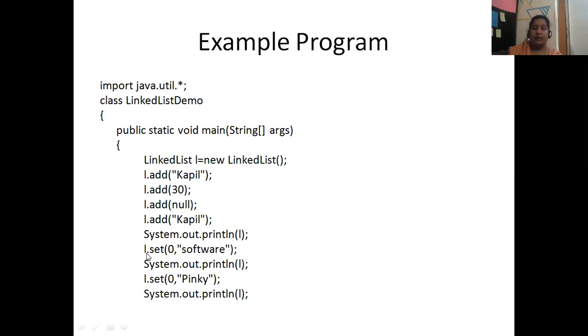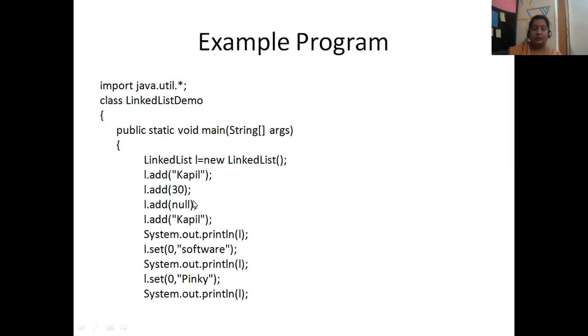Next, l.set(0, software). Even though couple is there in the first position, 0 comma software you have given, so the first position will be occupied by software. Now set(0, pinky). Now the 0 position will be occupied by pinky. So output will be pinky, software, couple, 30, null, couple. This is the output for this linked list till now.